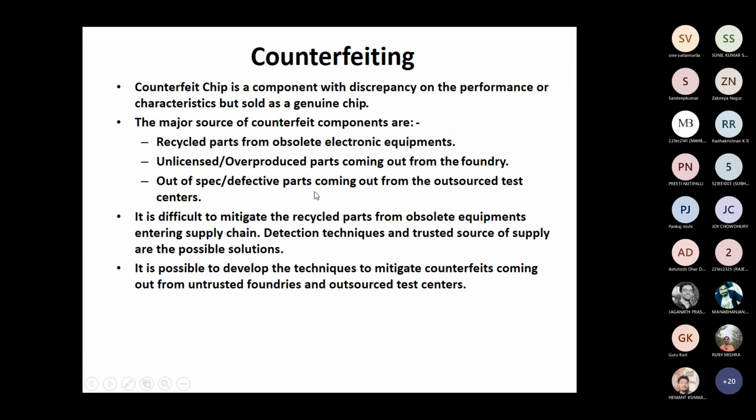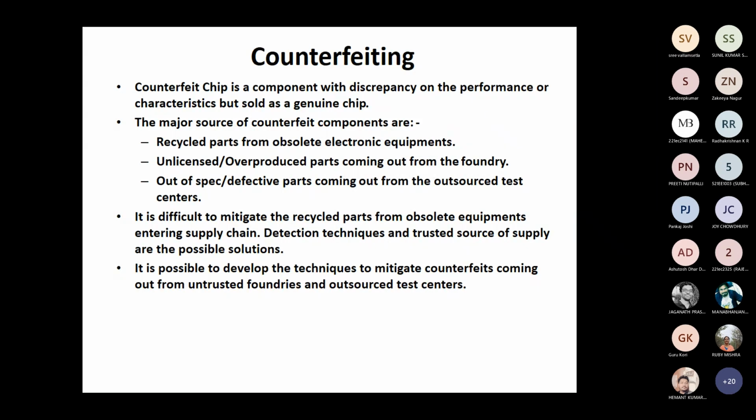Medicines, in the sense that suppose a particular company, say Dr. Reddy's lab, did a lot of research and came out with a particular antibiotic, and it is being fabricated. Now the manufacturer gives Dr. Reddy's lab whatever is the demand. And they kept something left with them and sold it under another name in the market at a much cheaper rate, because they have not spent anything, only the material cost is required. So that is how overproduced parts come out of the foundry, and out-of-spec or defective parts come out of the OSAT.